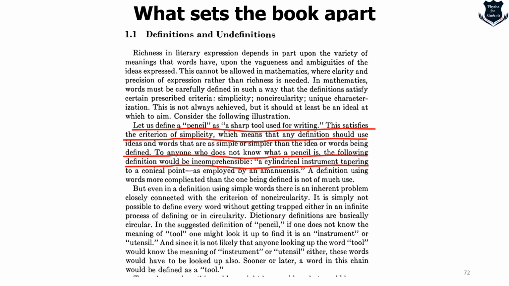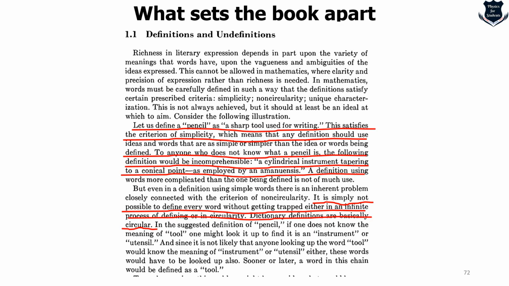So why am I telling you this? Because this is basically how definitions are written in mathematics, and this is how a definition should be written. Once you read this book, you will understand how definitions become simpler. It is simply not possible to define every word without getting trapped either in an infinite process of defining or in circularity. Dictionary definitions are basically circular. That means from one you go to another and again come back to the first one.